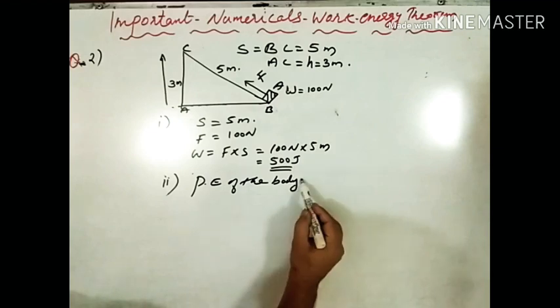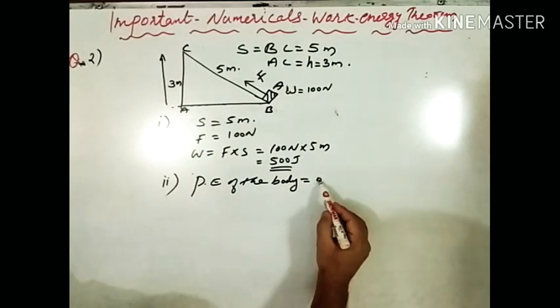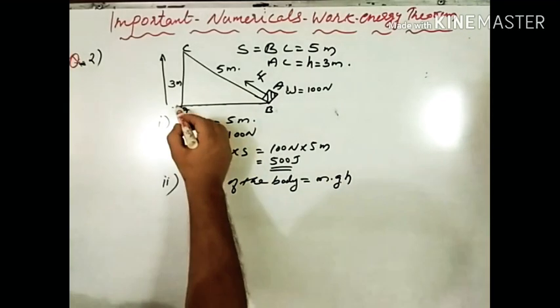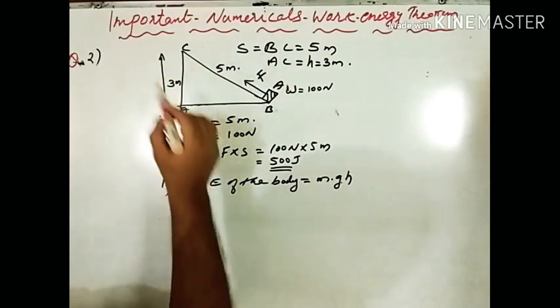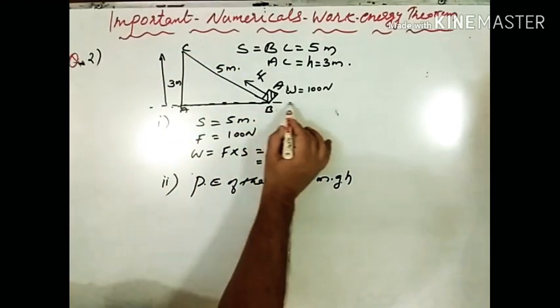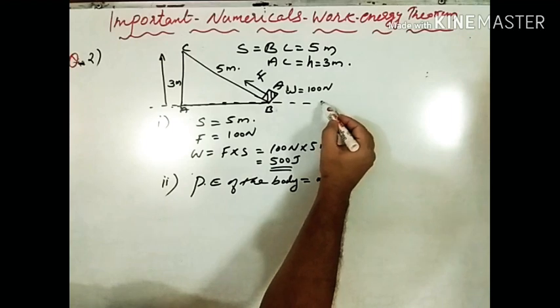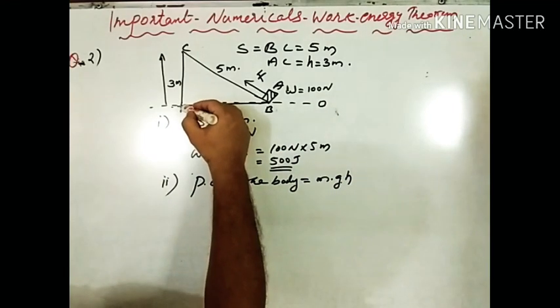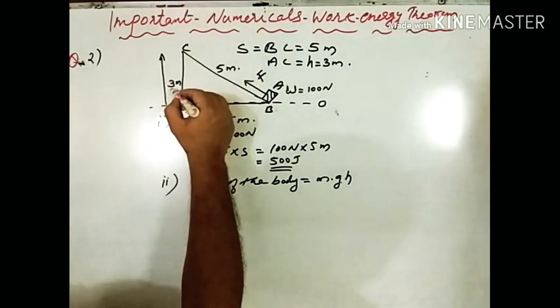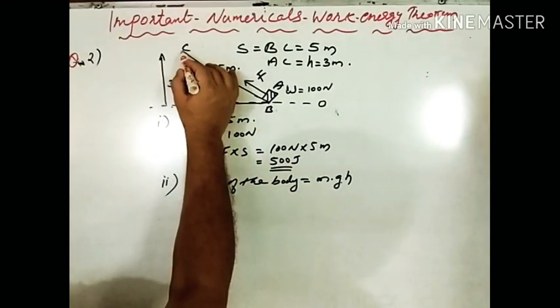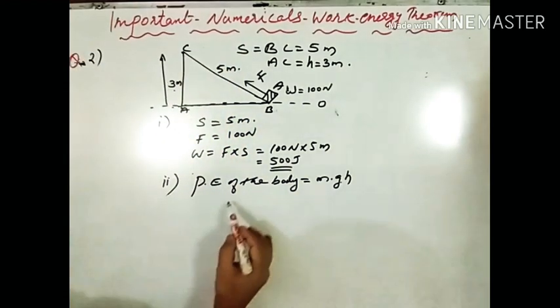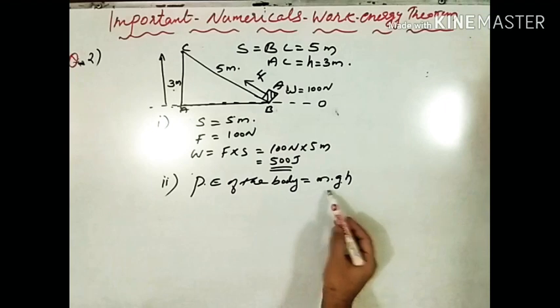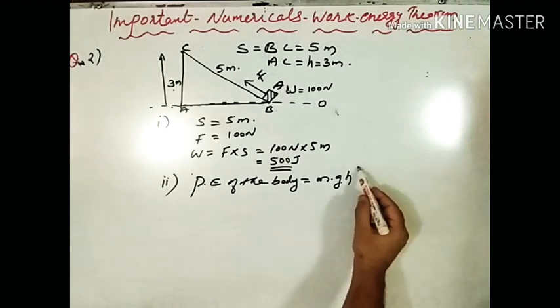What is the formula for potential energy? mgh, when it is raised through a height of 3 meter above the ground. This is the reference level. At the ground, initial potential energy was 0. So when it is raised through 3 meter and reaches the point C, what is the potential energy of the body? That's equal to mgh.